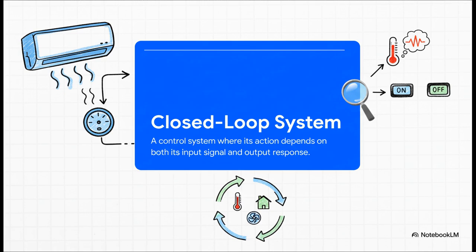Which, of course, brings us to the air conditioner. This is a classic closed-loop system. That little thermostat on the wall is its sensor, and it is constantly measuring the room temperature. That's the output. If the room gets too warm, that feedback tells the system, hey, kick on. And once it hits that perfect temperature you set, it sends another message: all right, you can turn off now. It's a self-correcting, totally automatic loop.